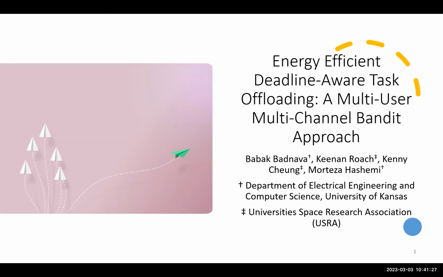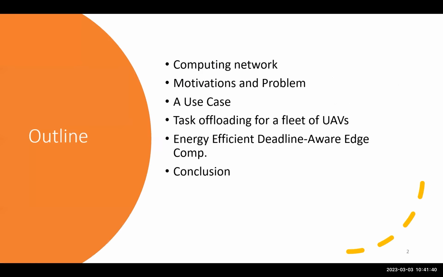Today, I'm going to talk about our work, which is titled Energy Efficient Deadline Ladder Task Offloading, a multi-user, multi-channel bandit approach. I'll go over this work by first introducing the concept of computing network. What is a computing network, and what does it consist of? And then I'll go over our problem, the motivation behind it, and give you a use case of our research. And then provide you with two different solutions that we developed over time.